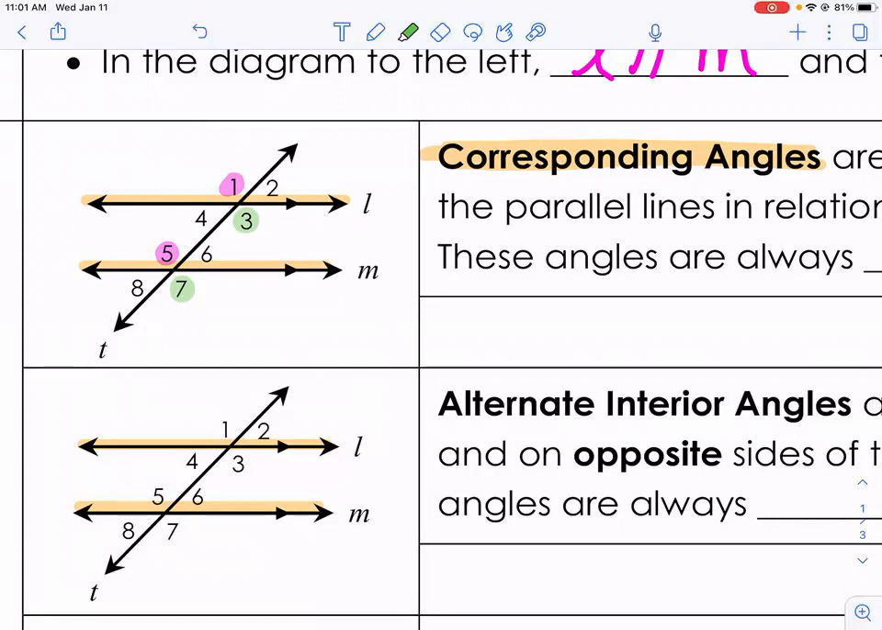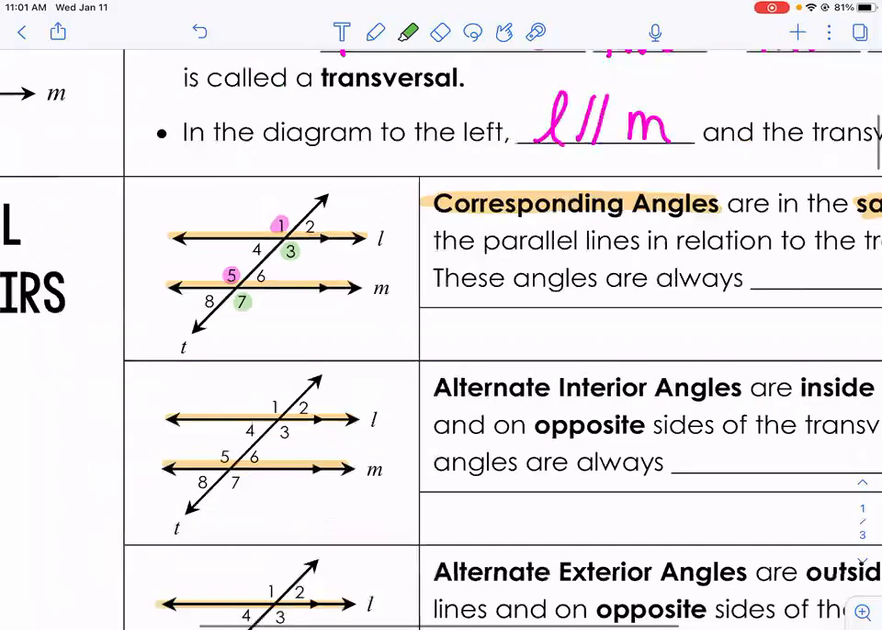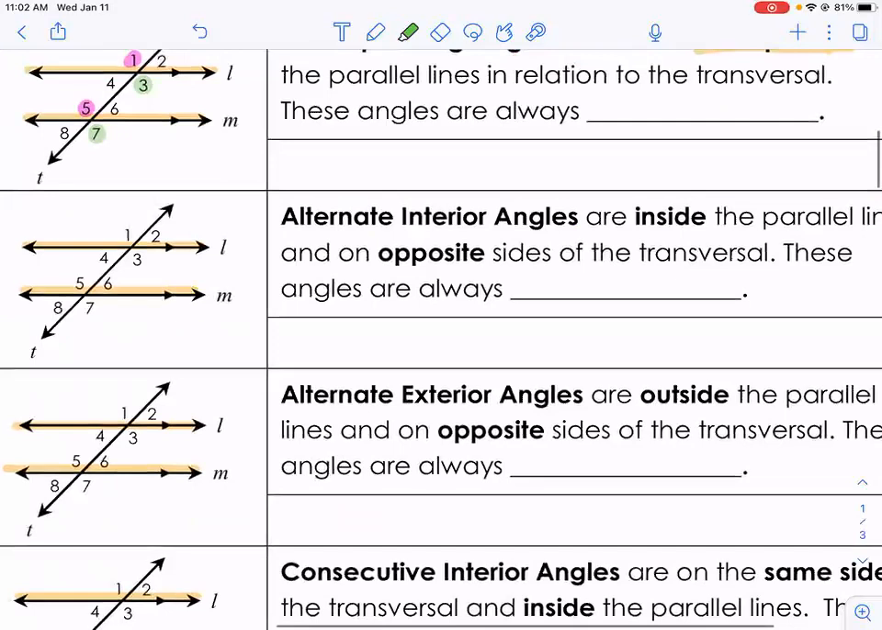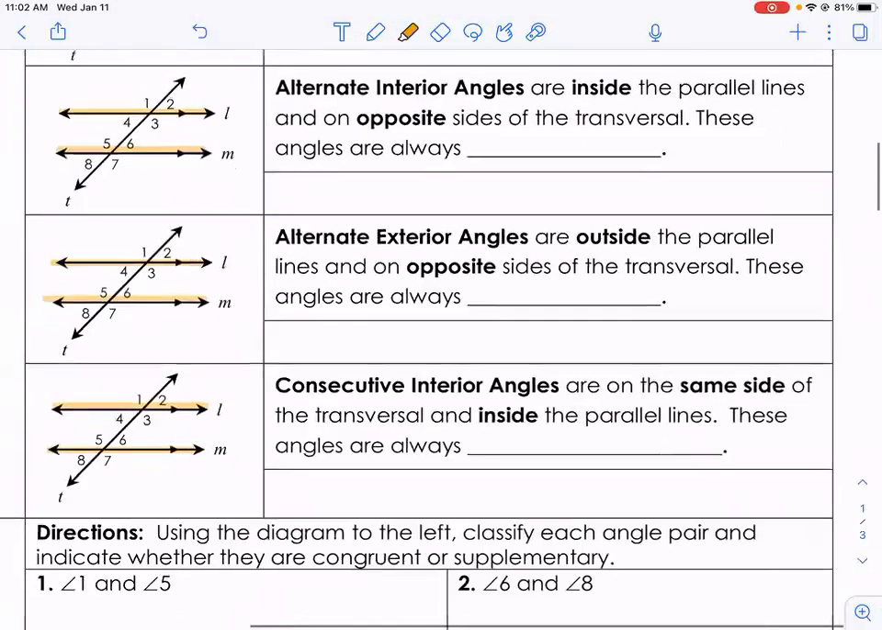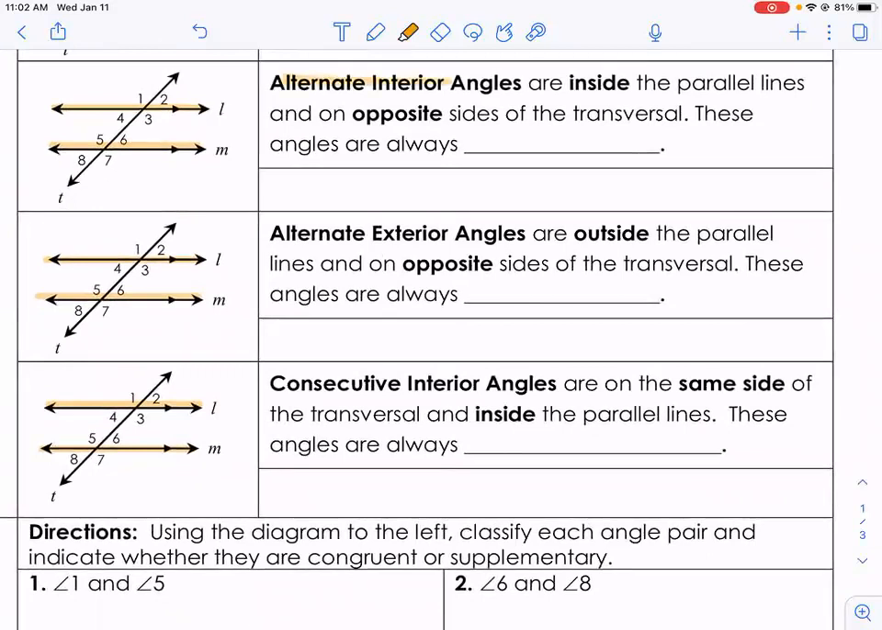Okay, corresponding, same. Okay, so go back to your original highlighter. We're gonna keep a pattern here. Our next word is alternate interior angles.